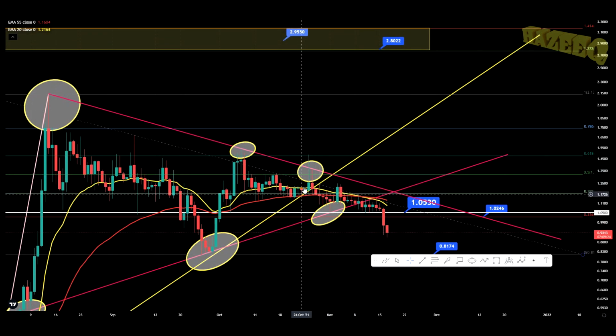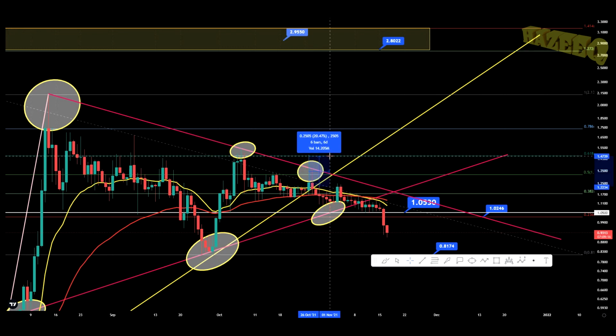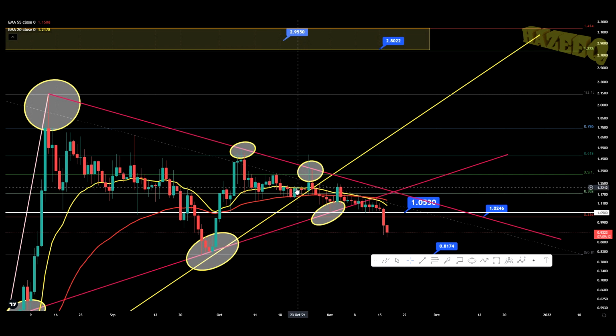And I do remember making a video just a day before this little spike over here that we got to the golden ratio. So this was a spike of, I don't know, around about 20%. And I said that I do expect a move to the upside once we bounce off this trend line. And that's exactly what happened. But we ended up getting rejected from the golden ratio. We went back to the trend line and we lost it.